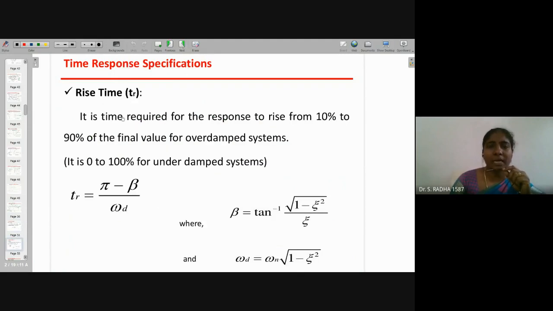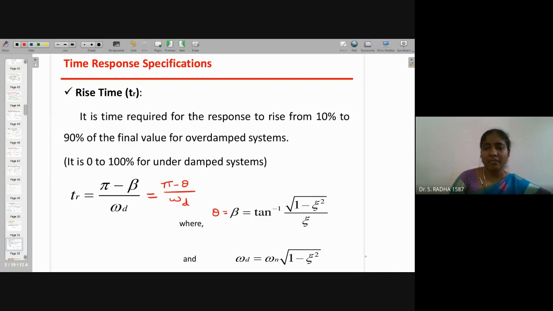Next, rise time. Instead of beta, I can also take this as alpha. So here the equation, I can write it as pi minus theta divided by omega d. Theta or beta, any representation you use. I am using theta because in most of the textbooks we will find theta, so it will be easy for us. So pi minus theta by omega d.